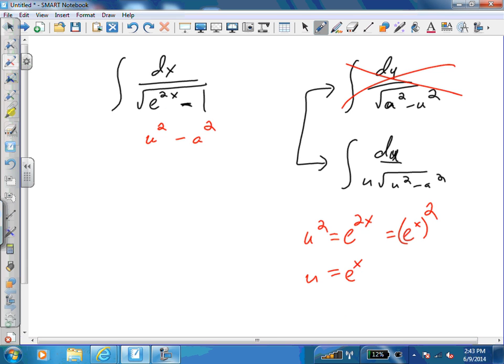So let's look at this as dx over the square root of e to the x squared, so that's u squared minus 1 squared. U squared minus a squared. Well, this formula has a u out front. So let's think about this. What would du be? If u is e to the x, what's the derivative of e to the x? E to the x.